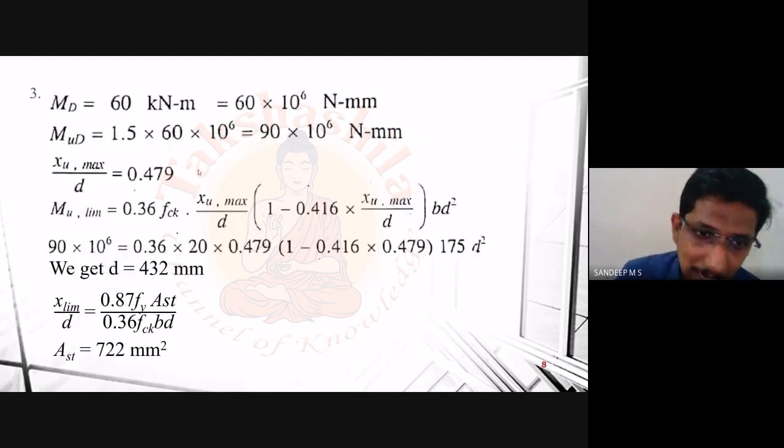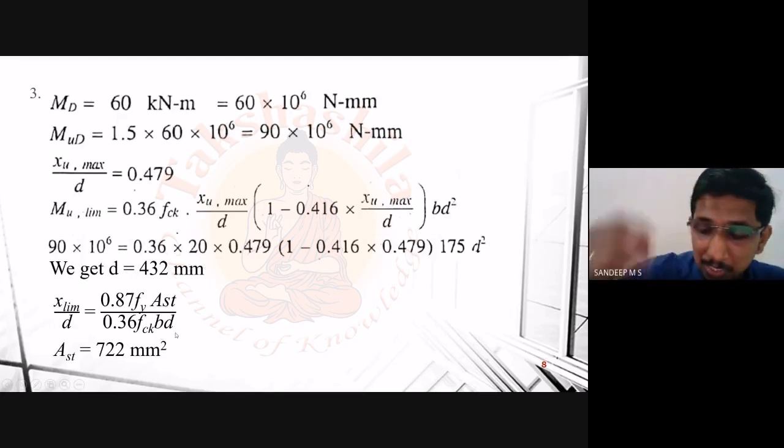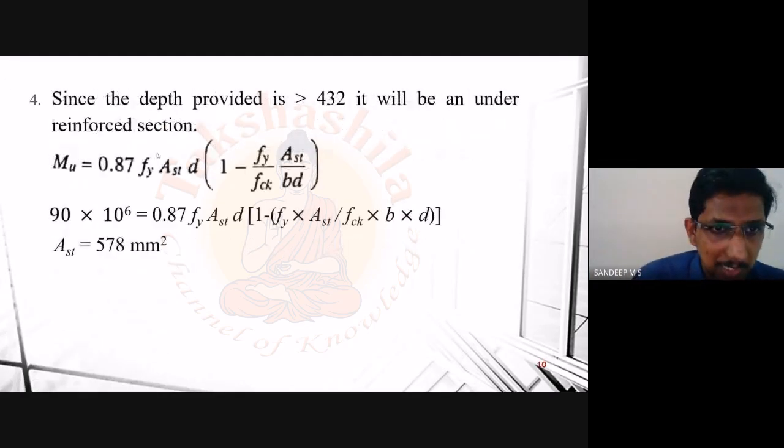Basically, you have to provide a higher value of depth here. Then you have to find out AST using the equation corresponding to that of an under reinforced section. So the equation was like this: Mu will be equal to 0.87 Fy AST into D into 1 minus Fy AST by FCK into B D. That is what they have done here anyway. That was a mistake in the question anyway. So you are supposed to design it as an under reinforced section, that's all.